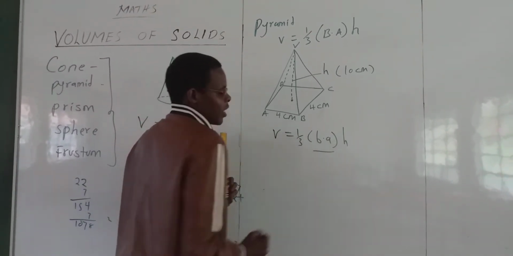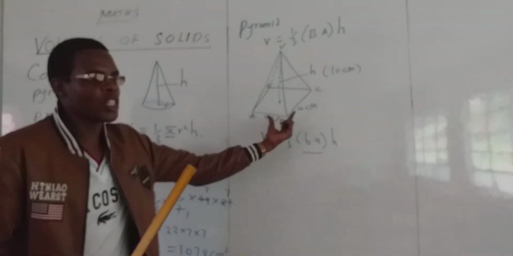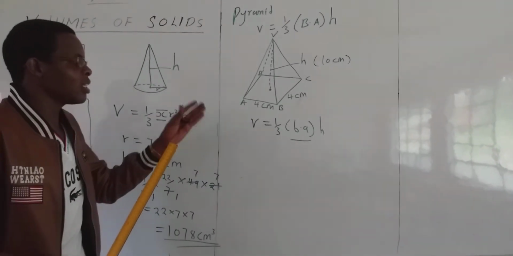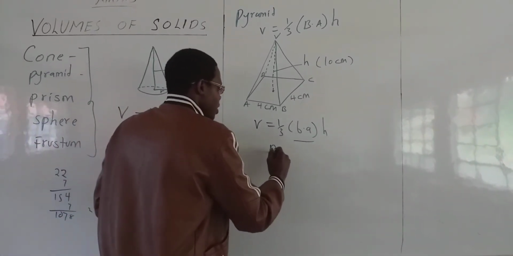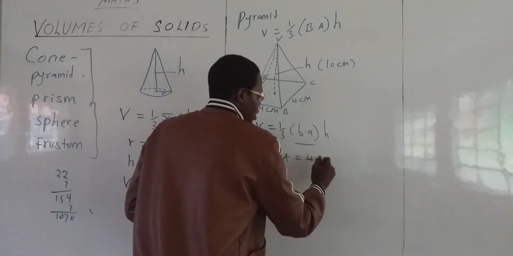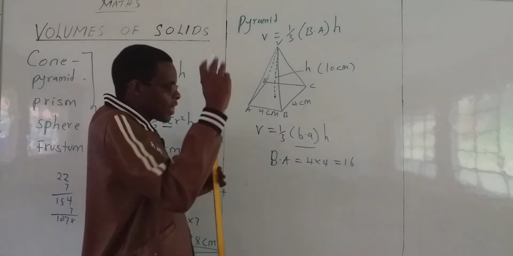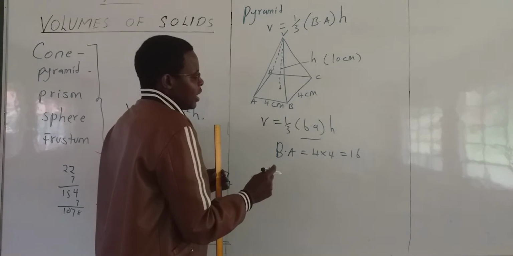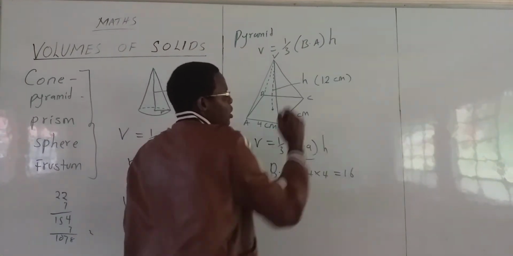Let us start with the base area. We have said the base of this pyramid is in the form of a square. And how do we find the area of a square? It is length times length, which is equivalent to length squared. So the base area is going to be 4 times 4, which is equivalent to what? 16. Let us say the height is 12 centimeters.